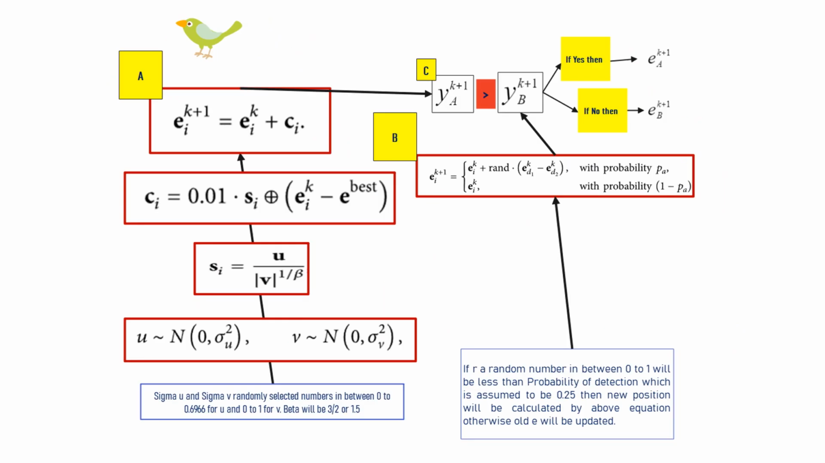This is a schematic diagram of the Cuckoo Search Algorithm, the flow path of the Cuckoo Search Algorithm. In total, you have to remember 3 steps: A, followed by B, and then C. This is what you have to remember.